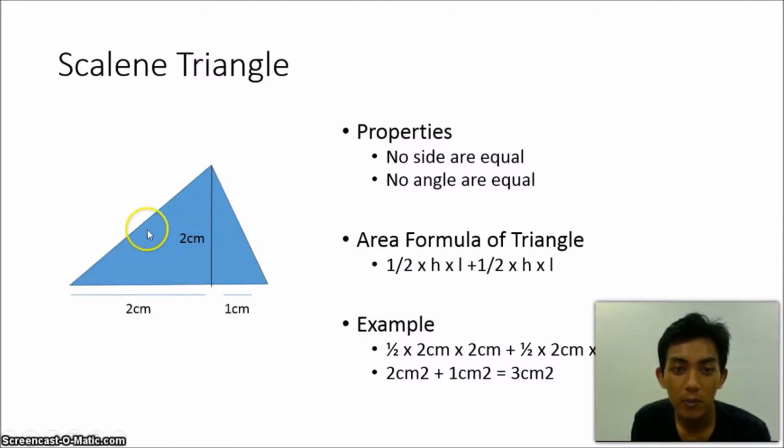So the first part will be 1/2 times its height and its length, and the second part is also 1/2 times height and its length. An example, 1/2 times 2 cm times 2 cm plus the area of this triangle, which is 1/2 times 2 cm times 1 cm, which will result in 3 cm squared, which is the area of this scalene triangle.